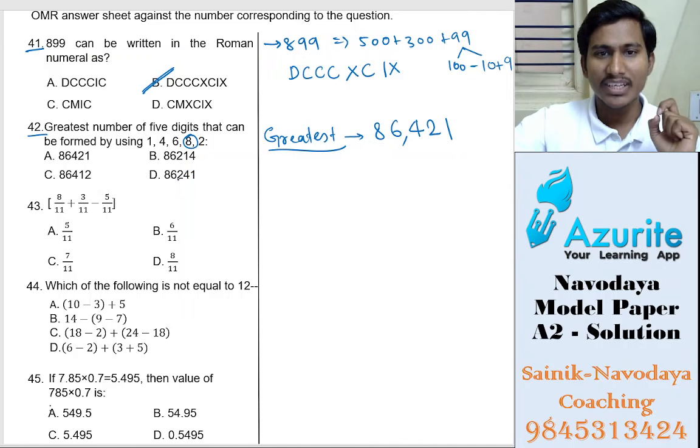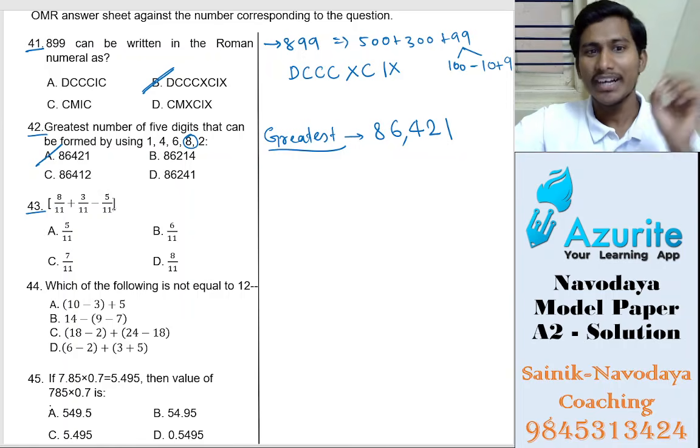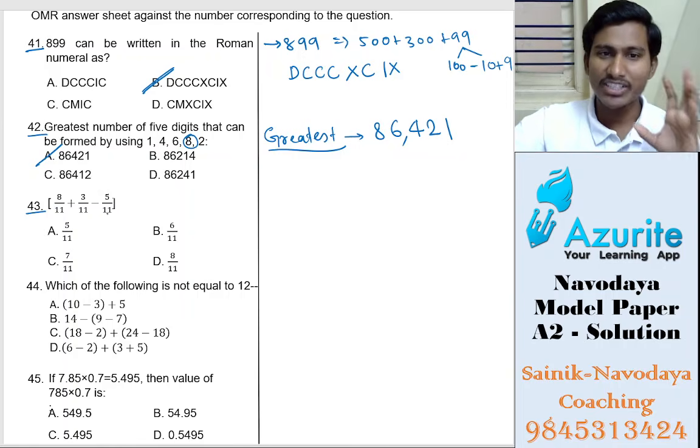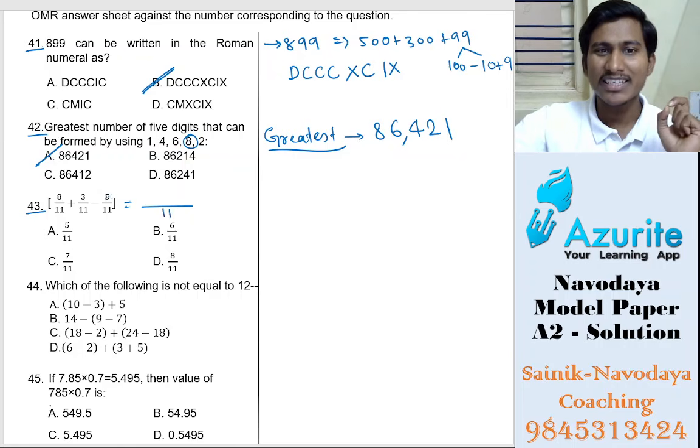Which option? 86,421 is option A. Now 43. So we have to add and subtract here. We know addition and subtraction. When the denominators are the same, we have to do it directly, right? So here 11 will be the denominator. 8 plus 3 is 11. 11 minus 5 is 6. So 6 by 11 is option B, right?